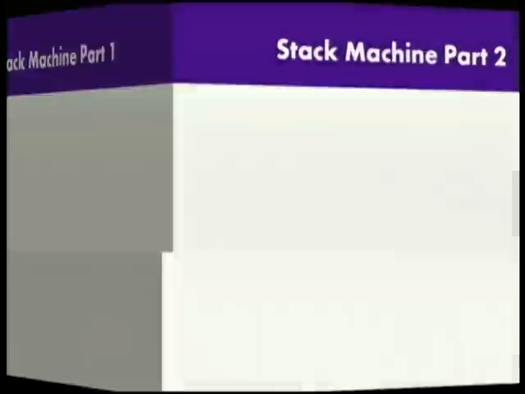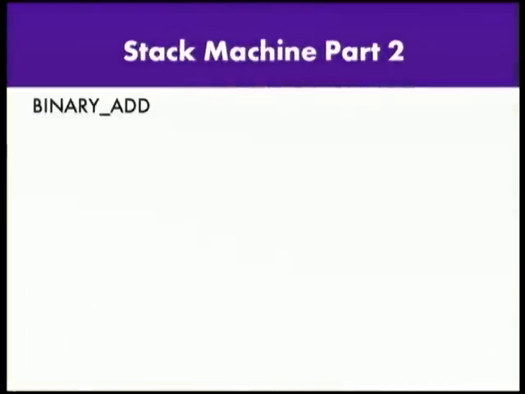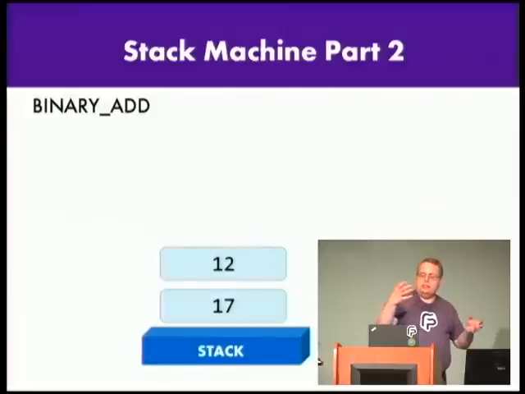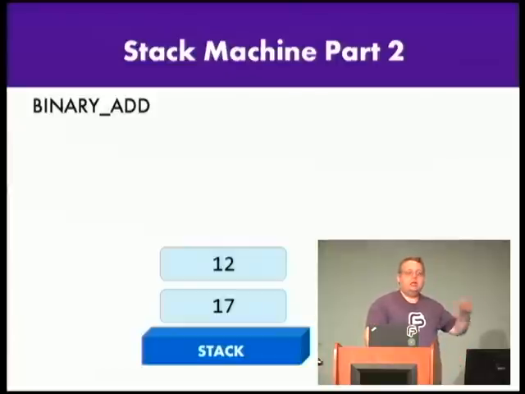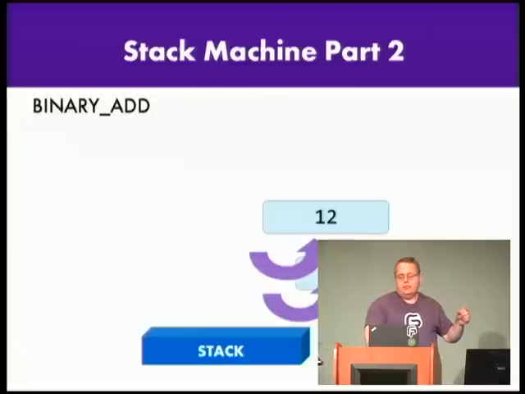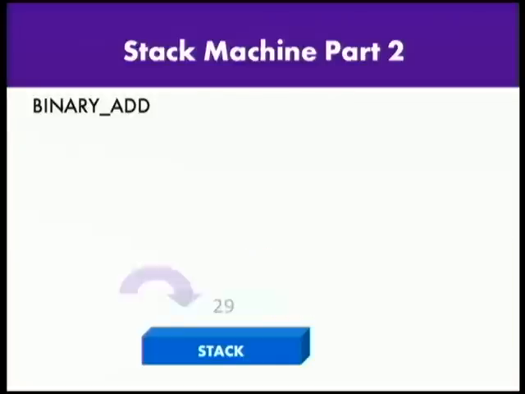A slightly less uninteresting example would be binary add. Binary add expects 2 things on the stack. They just need to be things that are addable together. They could be integers, they could be floats, they could be 2 strings. We're going to call dunder add inside. You understand how that works. So binary add, the instruction, takes no arguments, and it's going to pop the top 2 things off the stack, compute their result, push the result back onto the stack, in this case 29.